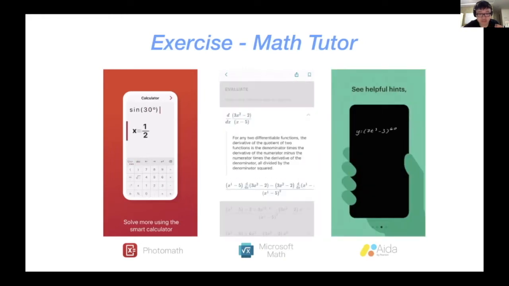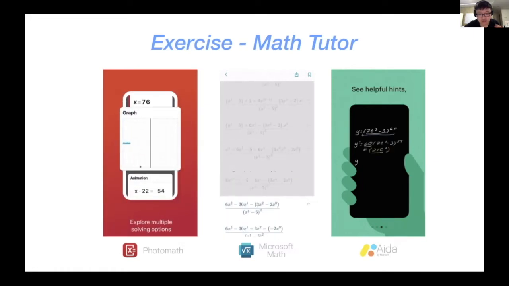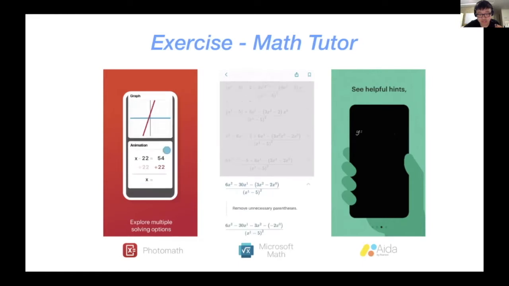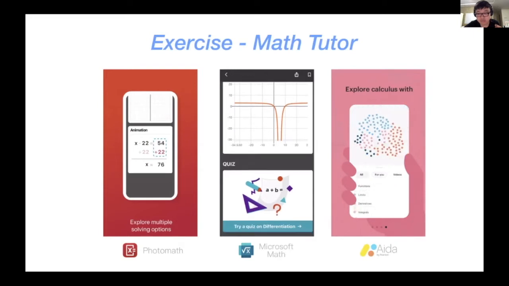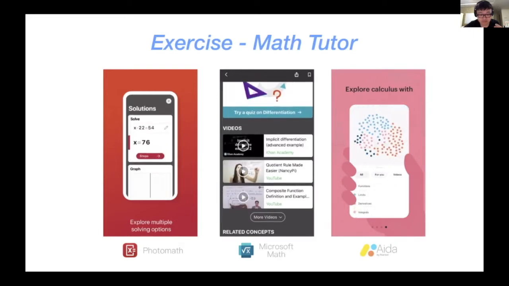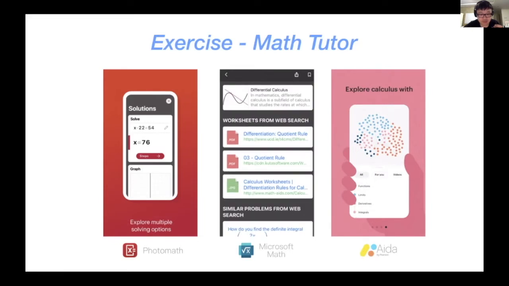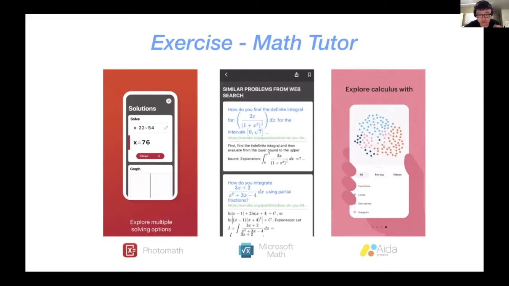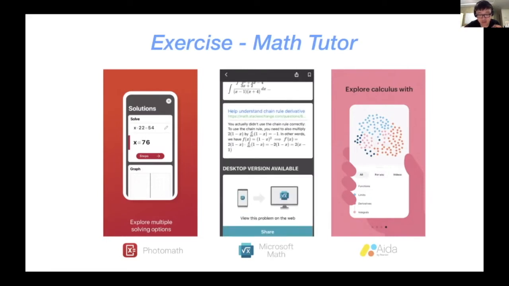For example, if you see the middle part of the screen, Microsoft Math will help you with all the derivative stuff and show you step by step, and also give you hints. And different from PhotoMath, both Microsoft and Ada have short videos to explain the knowledge point behind all the math stuff.